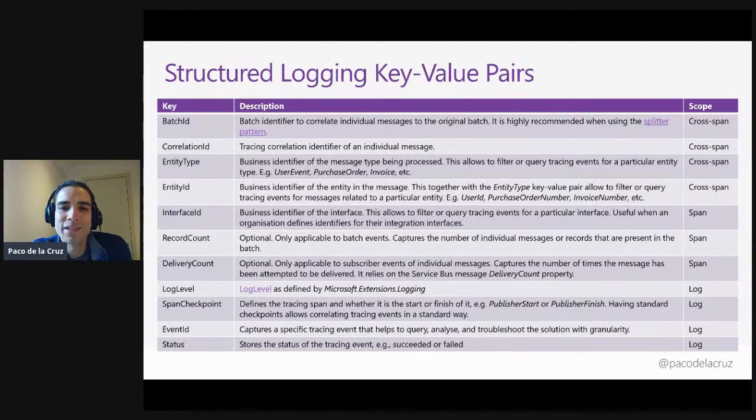The next one is event ID. And the idea is to capture the exact event in our code workflow to help us analyze or query or troubleshoot the solution with greater granularity. We'll see this in the demo. And the last one is the status. So the idea is to store the status of the tracing event, if this event was a successful event or a failed event.